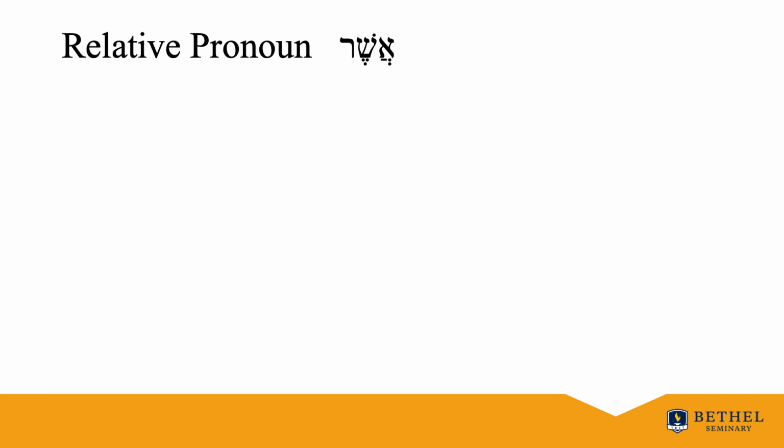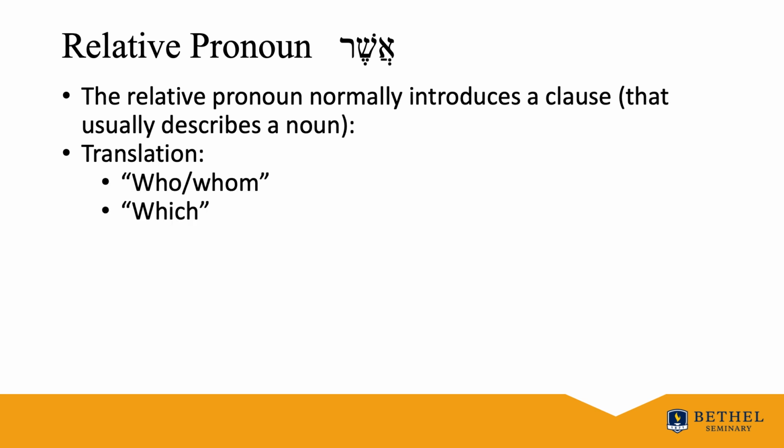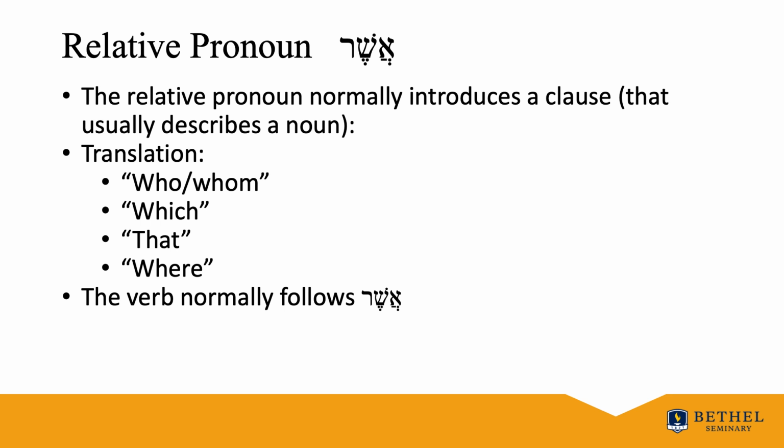Hebrew relative pronouns function very similarly. Relative pronouns, just as in English, introduce a clause that further describes usually a noun. And the main ways to translate a relative pronoun are who or whom, which, that, or where. Because relative pronouns further describe usually an entity, naturally relative pronouns follow a noun that they usually modify.